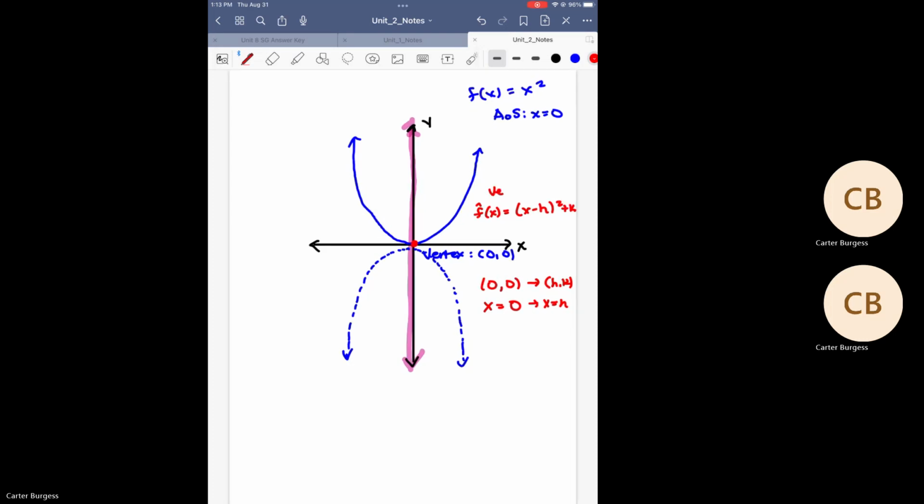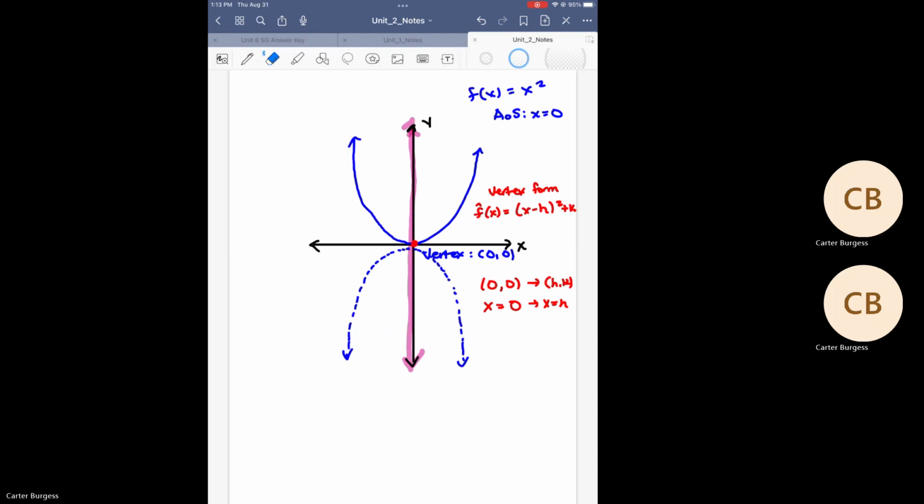This is often referred to as vertex form because you very instantly can get the vertex from this formula for free. It's h comma k. But you can also think of it as being our transformed function. These are just vertical and horizontal shifts.